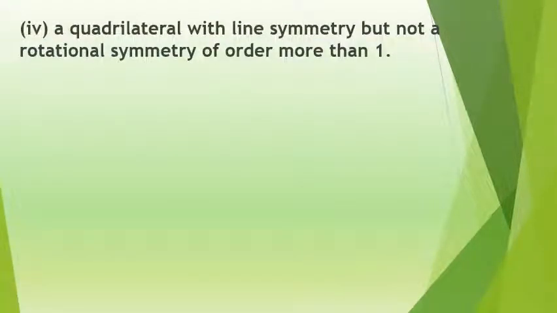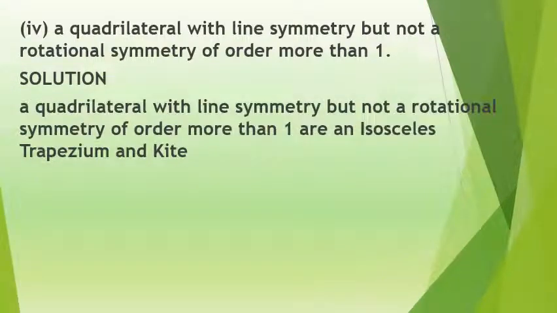Next question, a quadrilateral with a line symmetry but not a rotational symmetry of order more than 1. Not a rotational symmetry of order more than 1 means the order of rotational symmetry is 1. Such examples are the trapezium, isosceles trapezium and kite.